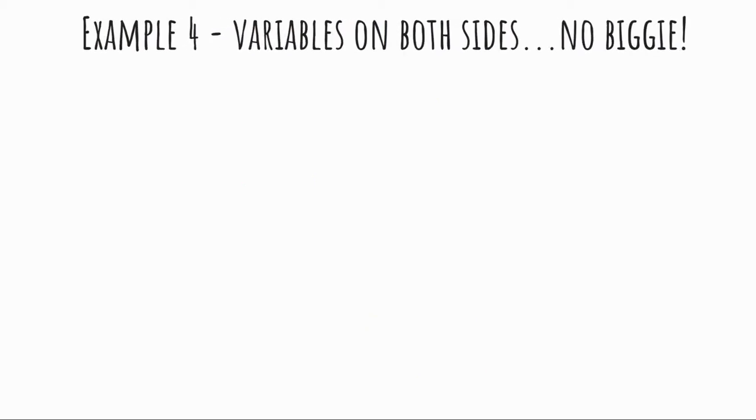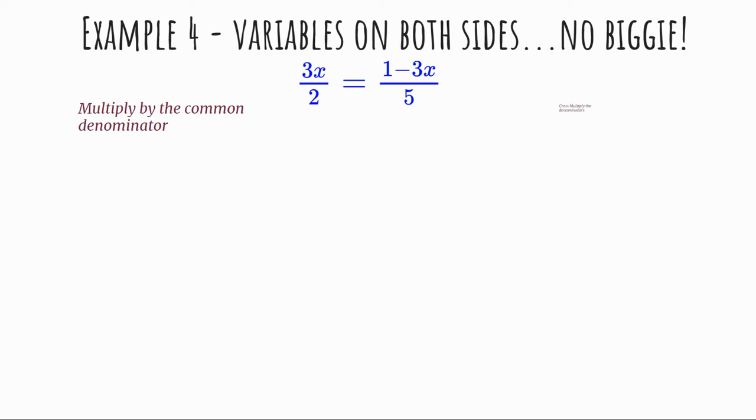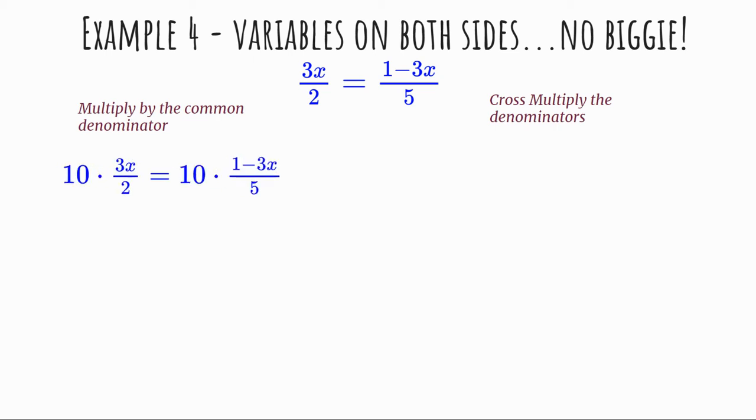Okay, now our final example. We have equations that involve fractions, but also have the variable on both sides. You know what? It looks daunting, but it's really no biggie. I'm going to share with you two methods. One that we already kind of have seen, which is multiplying by the common denominator, and another one that kind of abbreviates multiplying by the common denominator, that is cross multiplying the denominators.